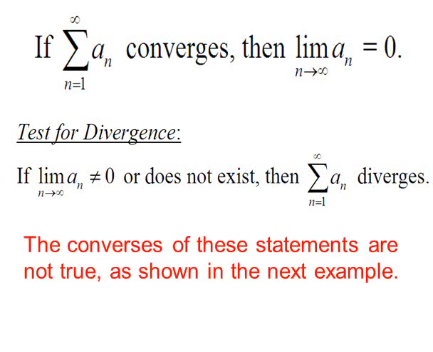It's important for you to know that the converses of each of these statements are not always true. The one that seems most counterintuitive is that if the limit of the terms of a series goes to 0, this doesn't automatically mean that the series converges.